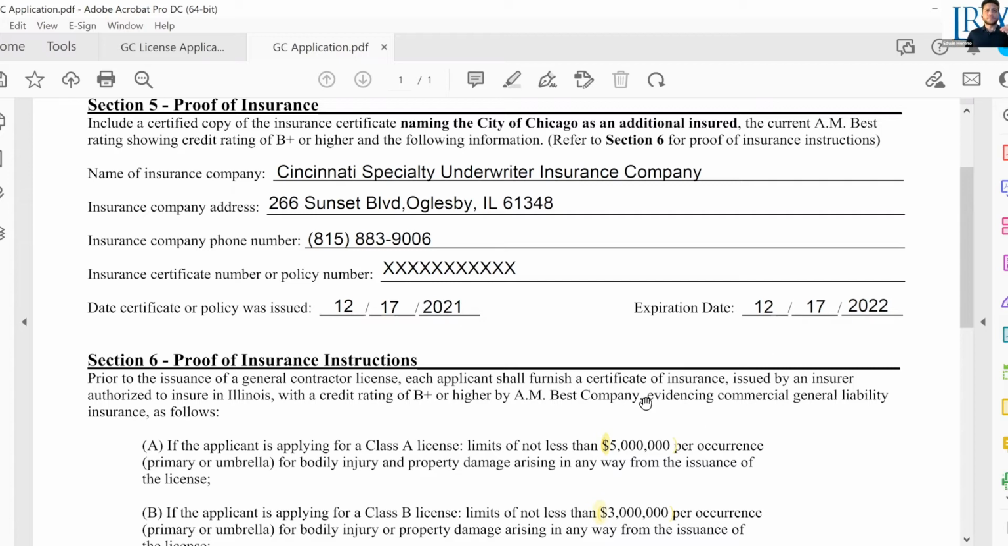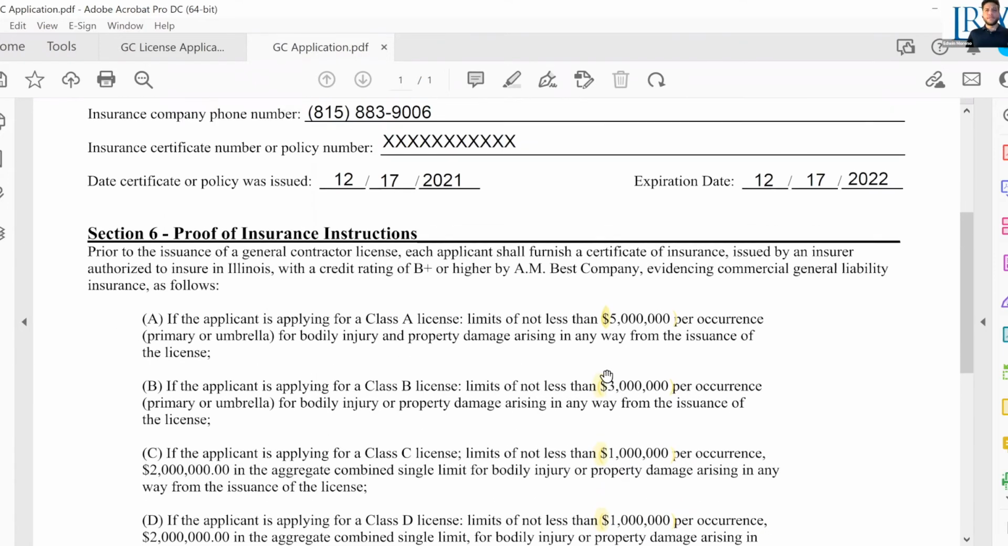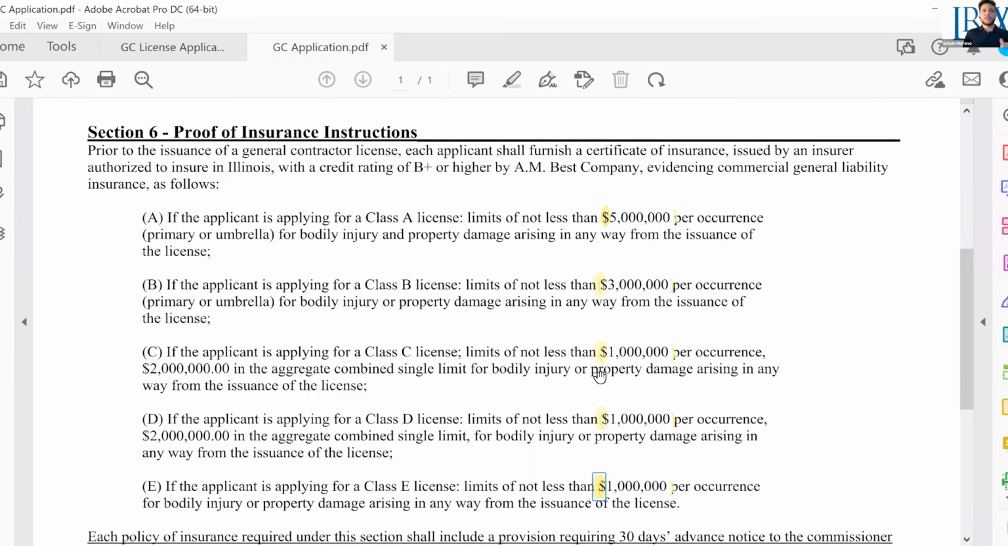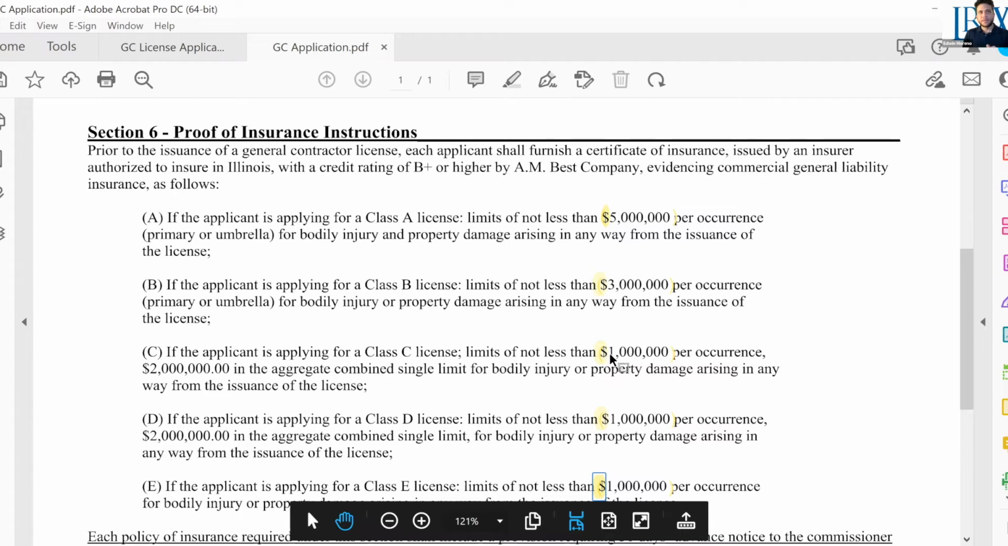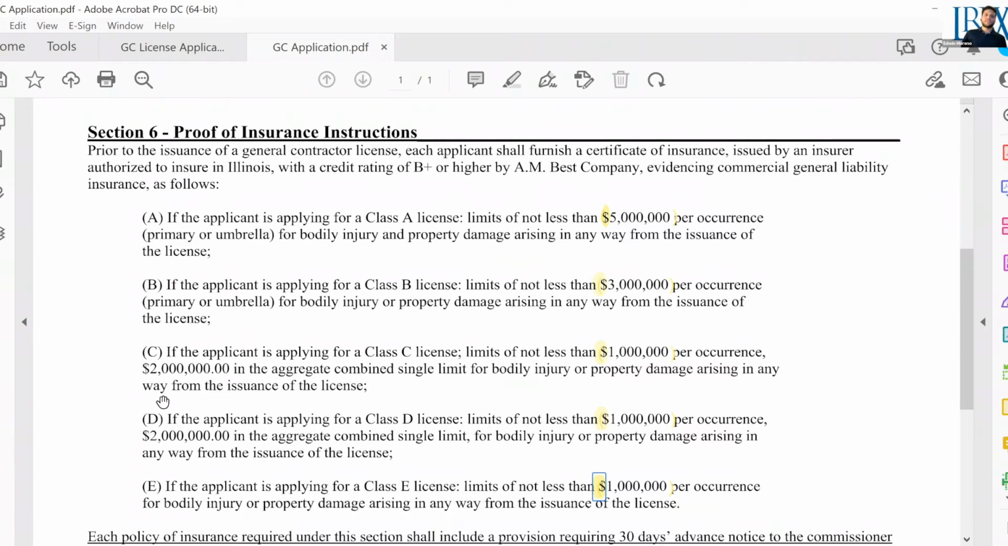Now, the different limits are here also on this page. As you can see, class C, D, and E have the same limits of liability: $1 million per occurrence, $2 million for the aggregate. The only thing that changes is the cost of the license when you apply for it.